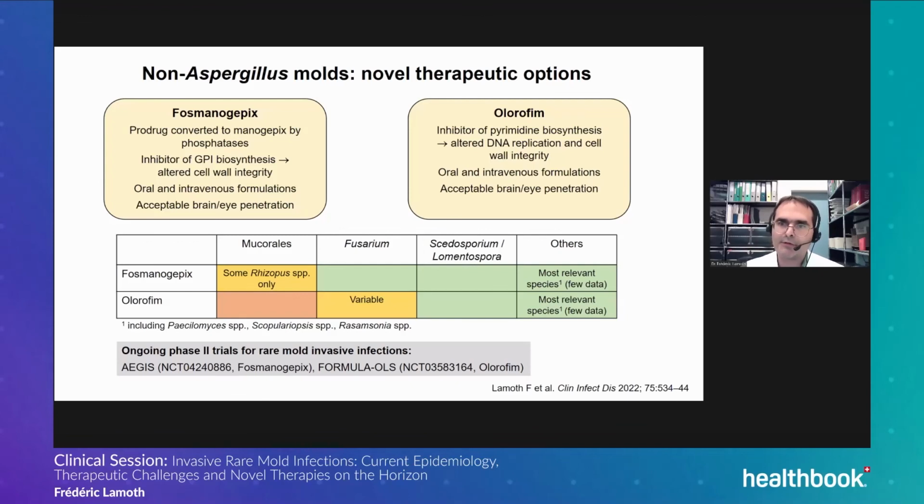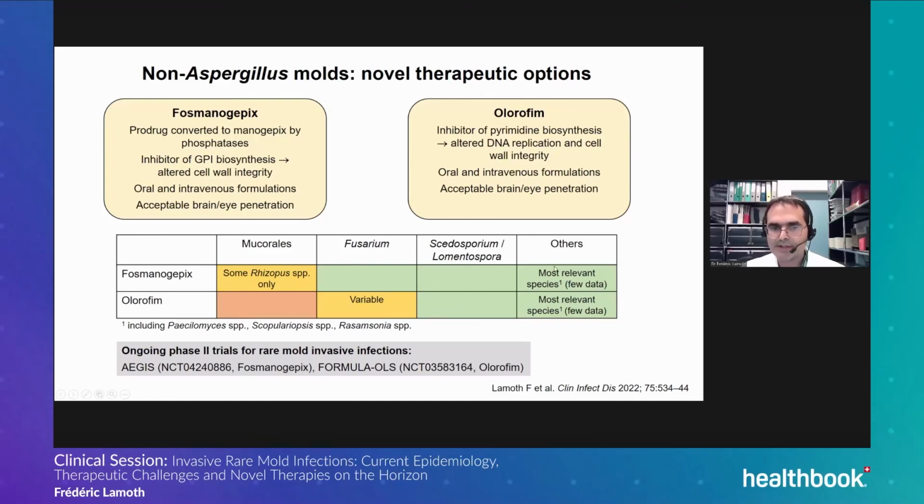Olorofim is an inhibitor of pyrimidine biosynthesis. It alters DNA replication and cell wall integrity. Again, we have both intravenous and oral formulations, and again, a good penetration in the brain. If you look at the spectrum of activity, most interestingly, these drugs have very good in vitro activity and also in animal models against Scedosporium or Lomentospora, and also against Fusarium, mainly for Fosmanogepix.